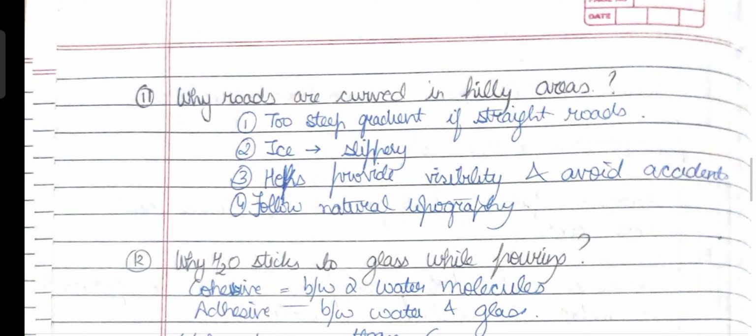It might also be slippery when there is presence of ice or when there is frost, then also it might lead to slippery roads and a lot of accidents. The third reason is that having curved roads provides stability and also helps the people observe the traffic.